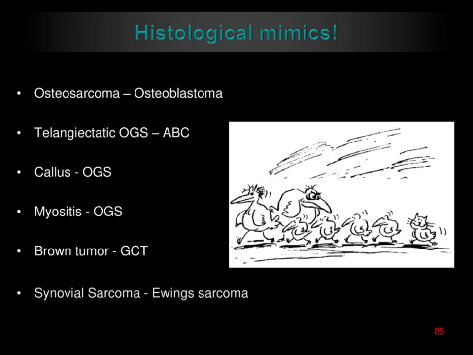Now, why is it important that you integrate the clinical, radiological and histological findings to formulate a diagnosis? That is because there are a lot of conditions which mimic each other. There are conditions which are histological mimics, like under the microscope they probably appear similar. Osteosarcoma and osteoblastoma may be confused with each other. Similarly, telangiectatic osteosarcoma and aneurysmal bone cyst may be confused with each other. Callus may look like osteosarcoma, myositis can look like osteosarcoma, brown tumor may be reported as giant cell tumor of bone, and synovial sarcoma may be confused with Ewing sarcoma of bone.